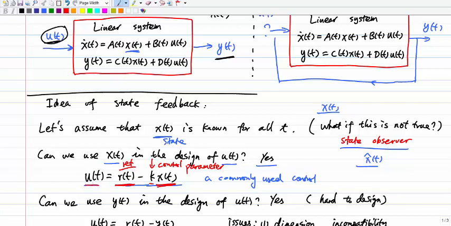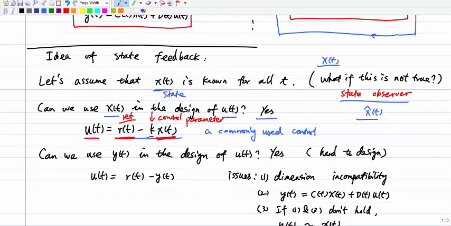You may also want to ask, can we use y(t) in the design of u(t)? Yes, the answer is yes. We can also use y(t) to do that. Typically this is a little bit harder to design compared to the previous one, because the analysis will be harder. So you can also say, I can design my u(t) as r(t) - y(t), which is fine. Now some of the issues you might encounter if you use this, which is also called output feedback.